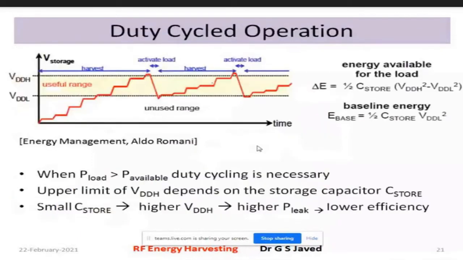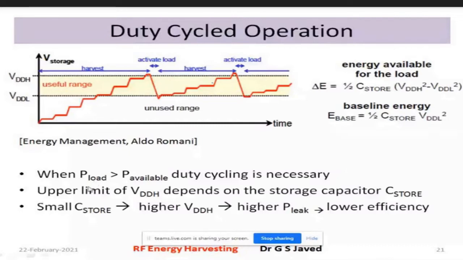But one thing you need to understand is that if the load required is much more than the available power, then you need to duty cycle. What is duty cycle? Duty cycle is the amount of on time or active time as compared to the harvest time. In this particular case, the duty cycle on time is the activated load time, and the total amount of time wherein the system is working is harvest plus active load. So the duty cycle can be described as active load over harvest time plus active load.